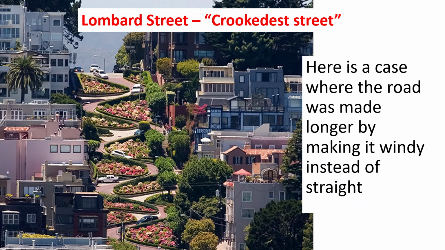Think about this street in San Francisco. This is very famous, the crookedest street in the country. You notice how it doesn't go straight down the hill. They made the road longer by making it curve back and forth. Well, by making it longer, it decreased the grade. The height stayed the same, but the distance going forward was now bigger, so the gradient is less.